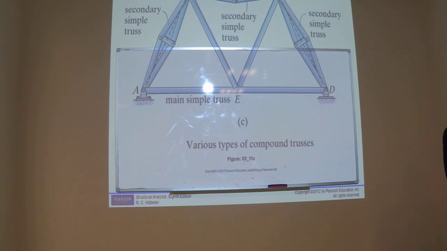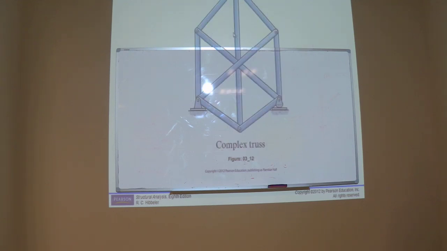For example, like this. This structure itself is a truss. So there are three simple trusses which are joined together to make a compound truss. This is a complex truss. Can you see? Support here, and one member is joined directly from this point to this point, another from here to here.